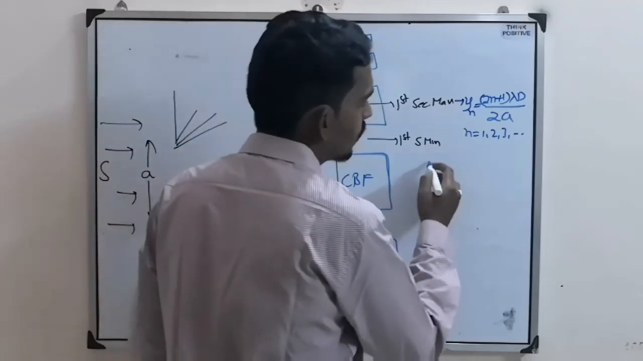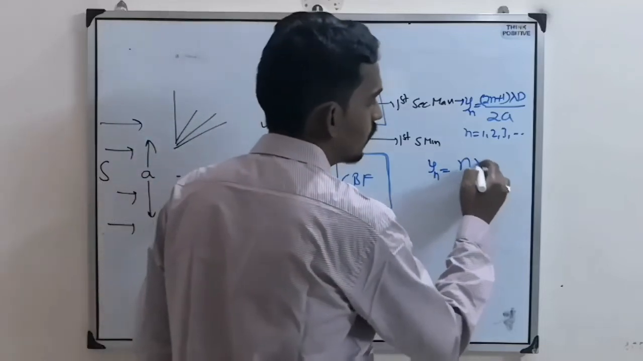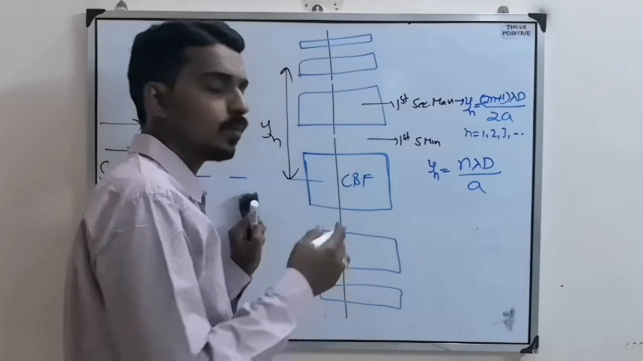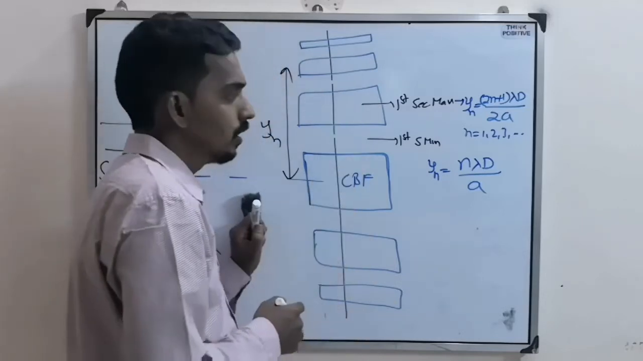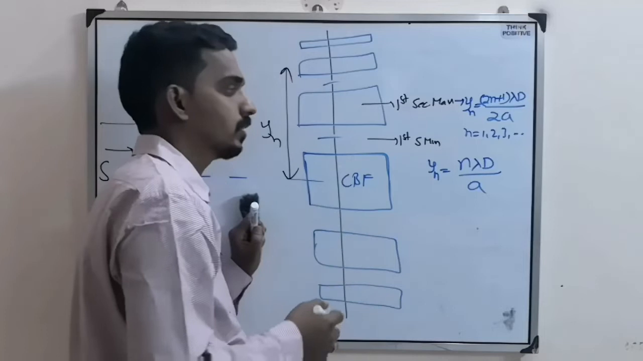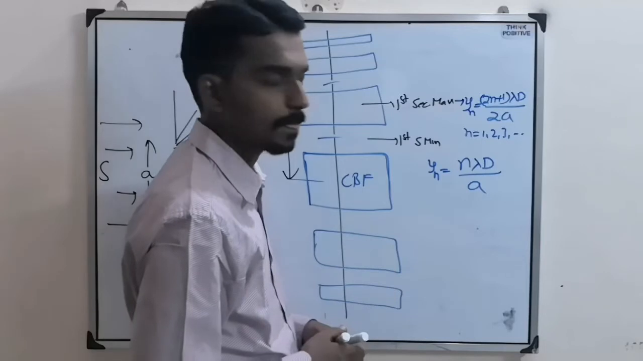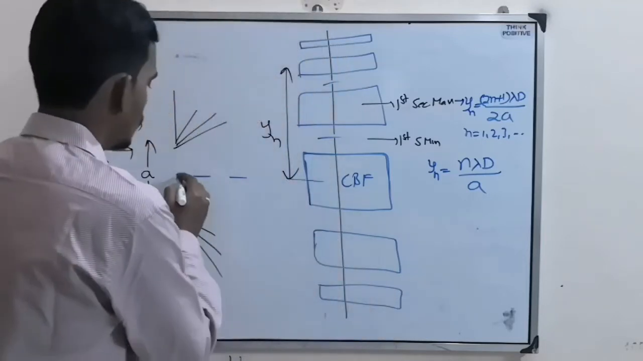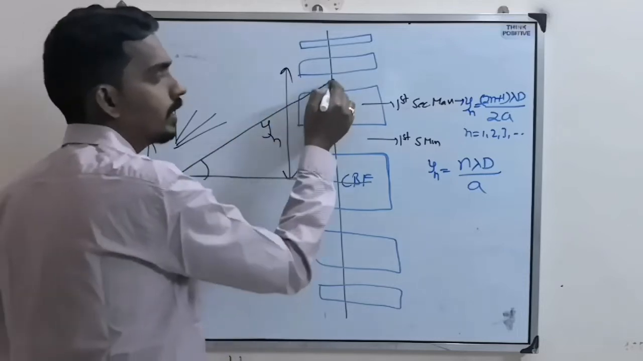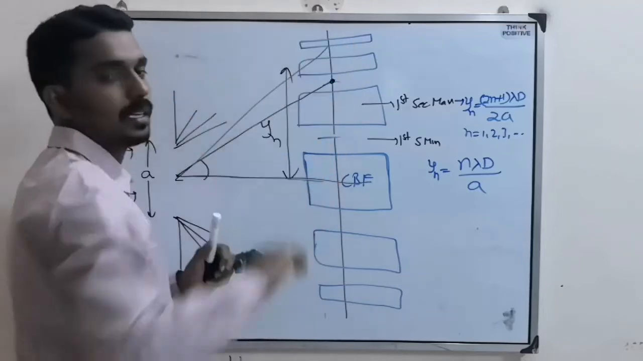And for minima, the condition becomes reverse. That is n lambda D by a, where n equals 1, 2, 3, 4, and so on. So n equals 1 means first minima, n equals 2 second minima, and so on. So this is a slightly different condition in the case of diffraction. And they will also ask, from the central one, what is the angular position of the second secondary minima or third secondary minima or fifth secondary minima.